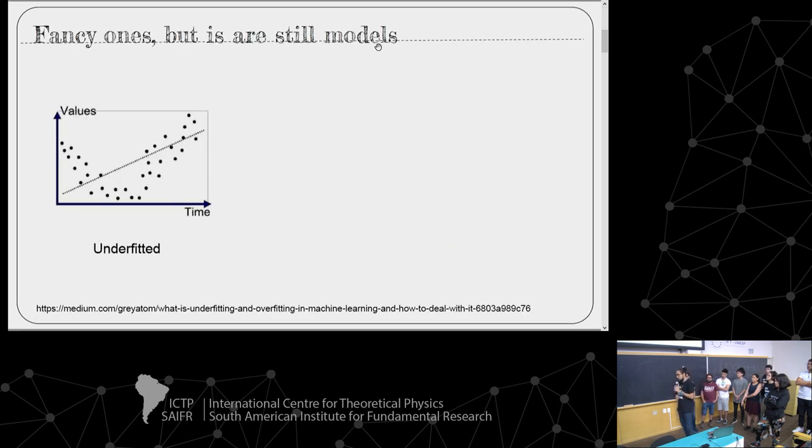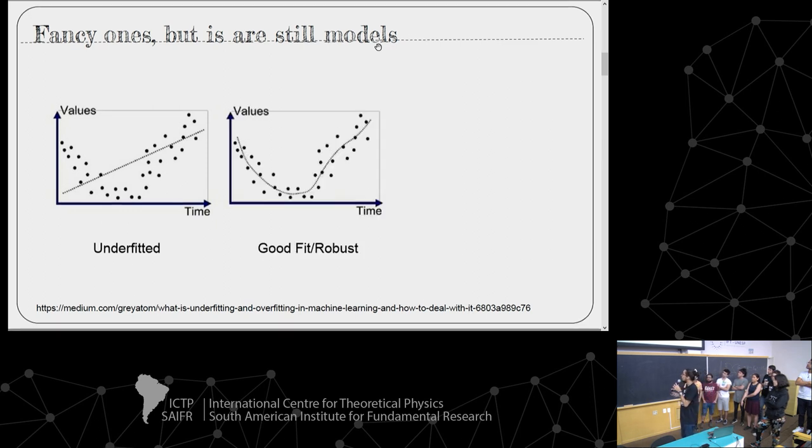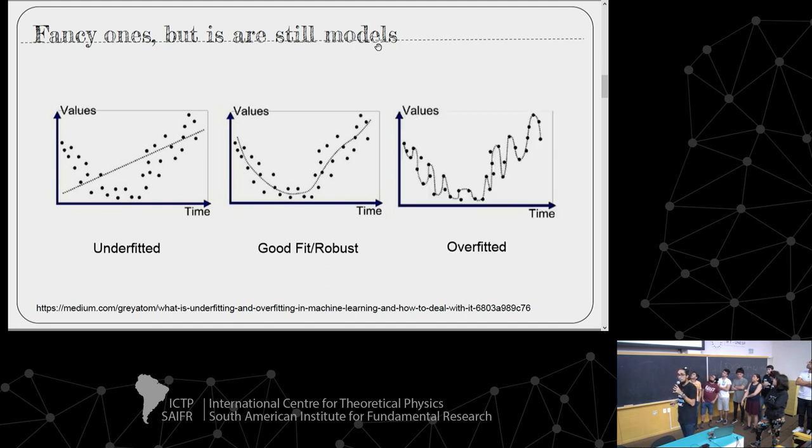So, firstly, we need to keep in mind, very well, that what we are doing are models. They can be fancy ones, but still they are models. If you have your data here, the black dots, you can have a model that is not that good, or you can have a better one. But if you push your model harder and harder, maybe you end up overfitting. That's not science, that's not what we are trying to do.